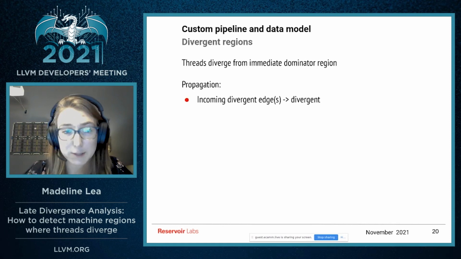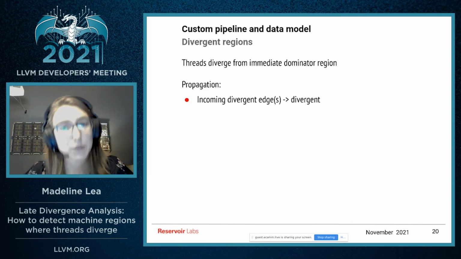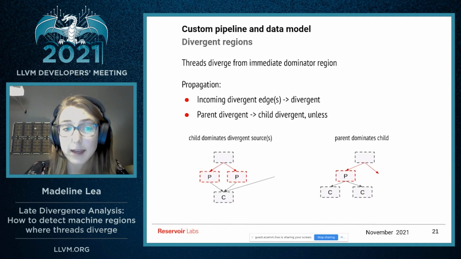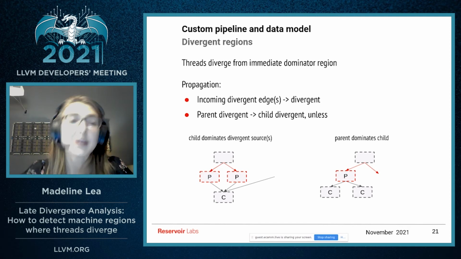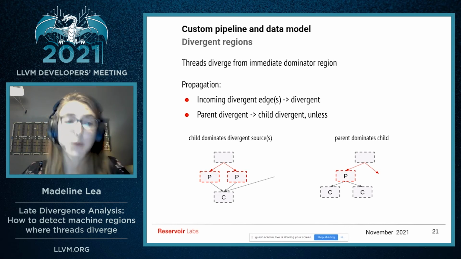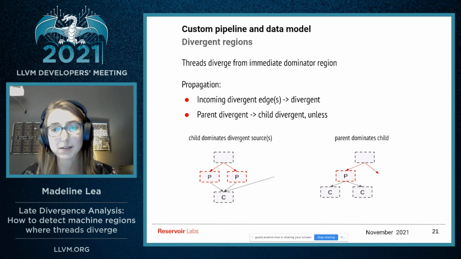And so the way that we compute this property is similar to the LLVM divergent value pass. We start with sources of divergence. So any region that has an incoming divergent edge is marked as divergent. Then parents propagate that divergence to their children, except when either of these 2 conditions are met. So one condition could be a child dominates the divergent sources, those original divergent edges. And in this case, we can think of the divergence as being resolved, and so it doesn't propagate to the child. Or the parent region could dominate the child.